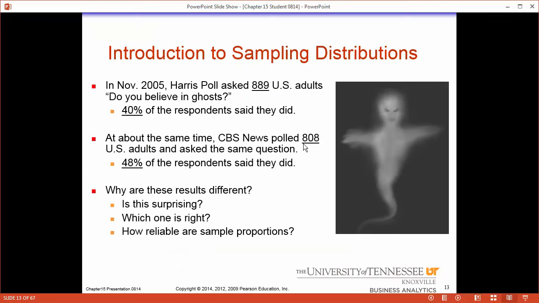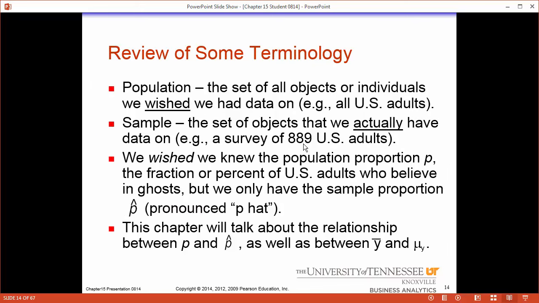So with this in mind, let's start looking at some examples here with ghosts. Going here, we have the ghost example. So we have 2 separate polls here. One poll was of 889 people, and 40% said they believed in ghosts. One was 808 people, and 48% said they believed in ghosts. Are any of these surprising to you? Does it seem odd? Well, they're both kind of close, and they both have a similar amount of people. But what can we garner from this?